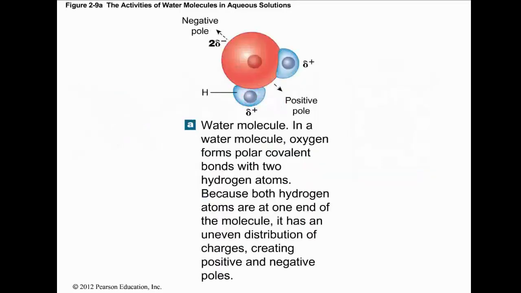So just revising here, the water molecule: the oxygen forms a polar covalent bond with two hydrogen atoms. Because both hydrogen atoms are at one end of the molecule, it has an uneven distribution of charge, creating a positive and negative pole.